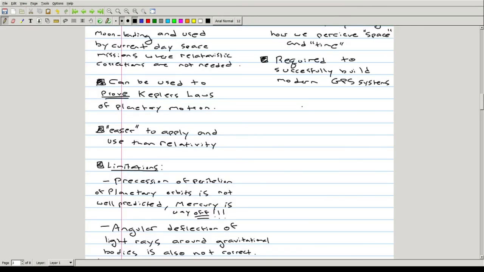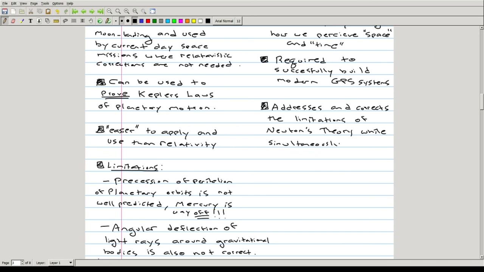And in general, by greatly overhauling a lot of the fundamental ideas of space and time and fundamental ideas in physics, the theory addresses and explains and corrects the limitations of Newton's theory, while simultaneously better explaining why gravity works.